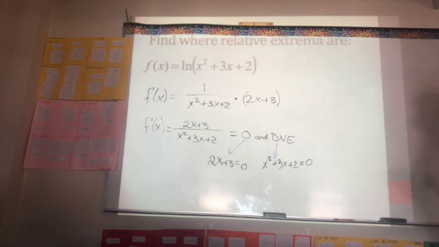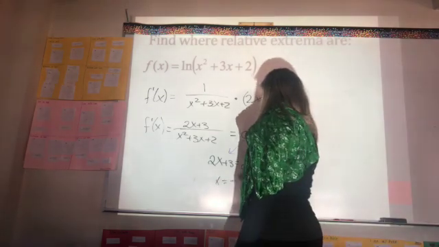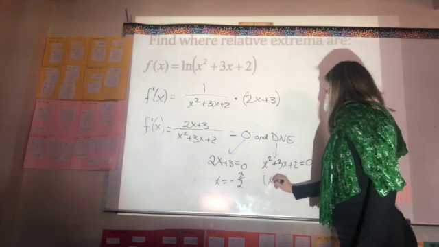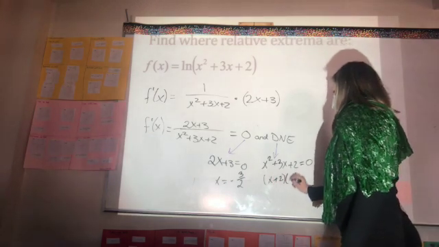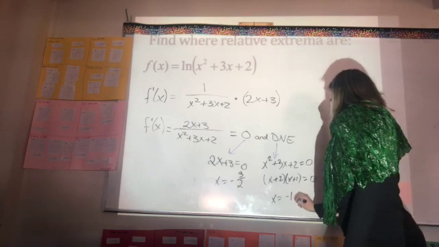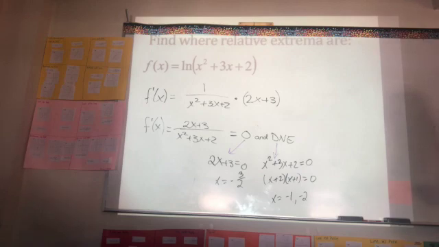So that's what I just did. I'm going to solve them real quick. x squared plus 3x plus 2 is x plus 2 times x plus 1 equals 0. x equals negative 1 and negative 2. That's step number one.